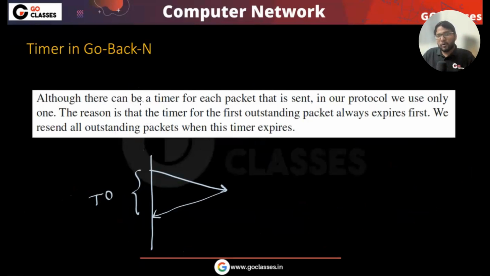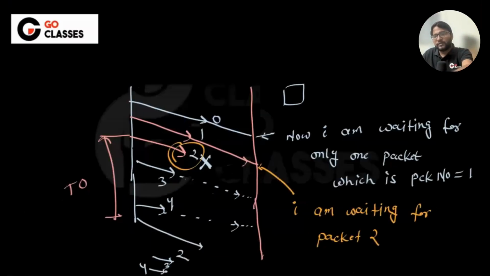Okay. So what they're saying is, although there can be a timer for each packet that is sent, in our protocol we only use one. The reason is that the timer for the first outstanding packet always expires first, which means the timer for this 2 is always expiring first, right? That is also true. And if you are sending 2, you anyway have to send 3 and 4. So tell me, will the timers for 3 and 4 be useful or just wasteful? If I'm maintaining timers for 3 and 4, maybe it will not be useful, right? Because if the timer for 2 expires, then anyway I have to send 3 and 4. And the timer for 2 will anyway expire before those of 3 and 4. So that's what they are trying to say.